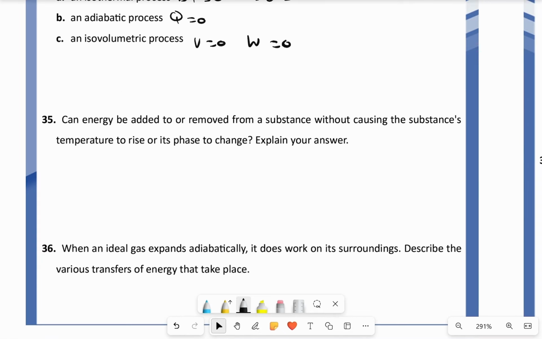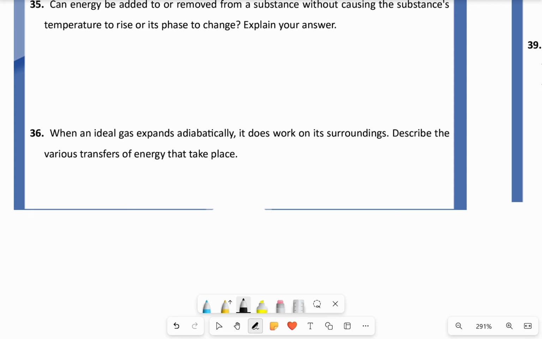We have question 36. When an ideal gas expands adiabatically, it does work on the surrounding. Describe various energies that take place. So in an adiabatic process, the gas is going to expand very rapidly, and the gas is going to use the internal energy of the system to do work on the surrounding.